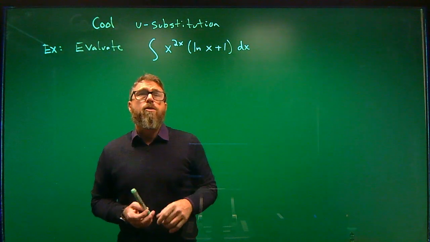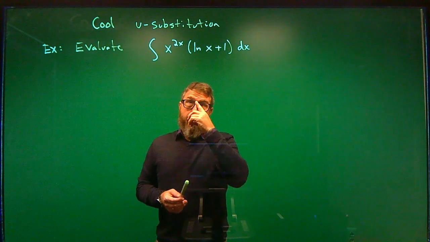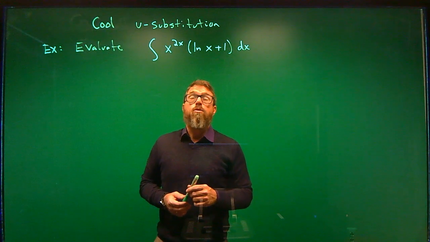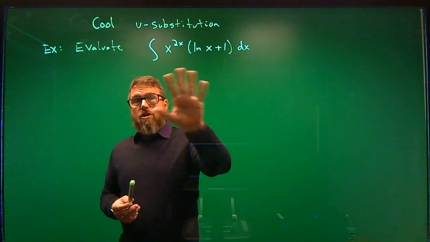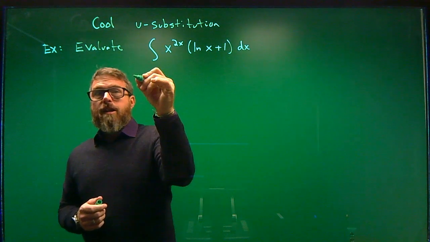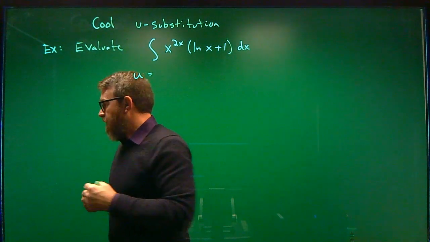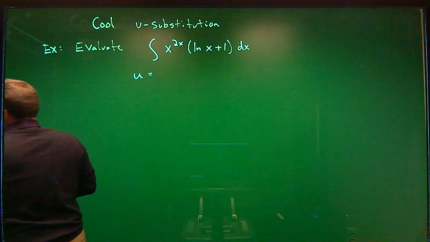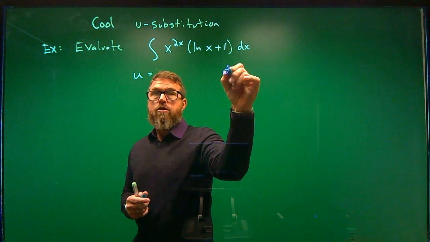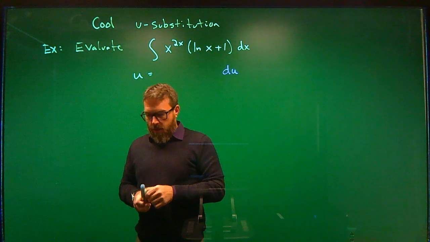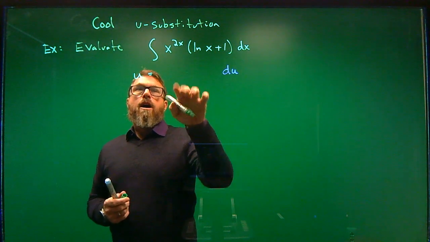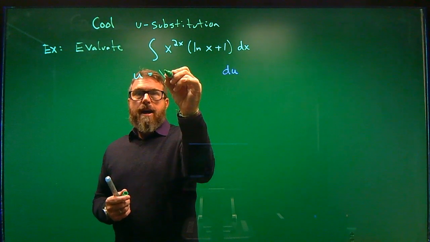So what I want to do is evaluate this integral of x to the 2x times the quantity natural log of x plus 1 dx. This is a u-substitution, so really what we're going to need is to know what a u is and then eventually what a du is. So I have to make our substitutions, u and du. Here's the trick: u is going to be equal to this x to the 2x.